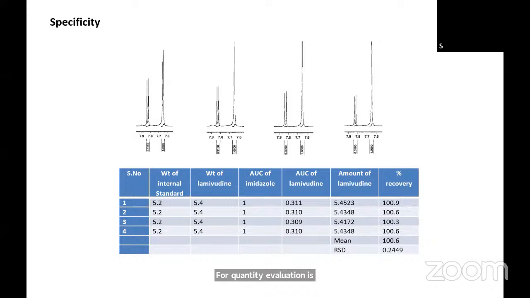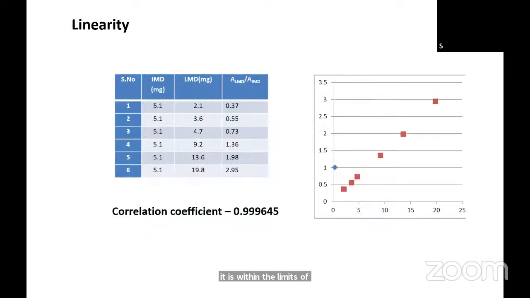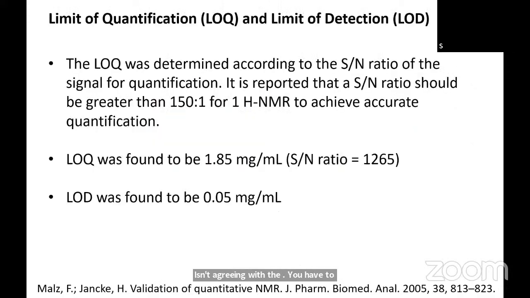First point is specificity. Specificity is done by repeating the experiment with the known internal standard, weight of lamivudine, and then area under curve is taken and then calculated. Percentage recovery is calculated, just like in case of HPLC. And then if it is within the limits of pharmacopoeia, or the respective guidelines that we are given, then we can go ahead. Linearity. If more concentration is taken within the limit of concentrations, is it agreeing with the Beer-Lambert's law or not? We have to verify. And then limit of quantitation, limit of detection.